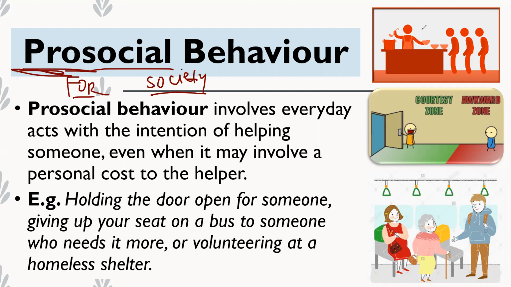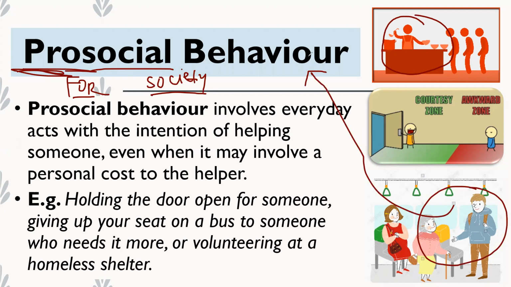Okay, so for example, you might volunteer at a homeless shelter. Okay, you might hold the door open for somebody. Okay, if you're sitting on a bus and you see an old lady or a pregnant woman or someone who's elderly get on the bus, you might give up your seat for them. So these are all examples of prosocial behavior that basically are done with the pure intention of helping someone.